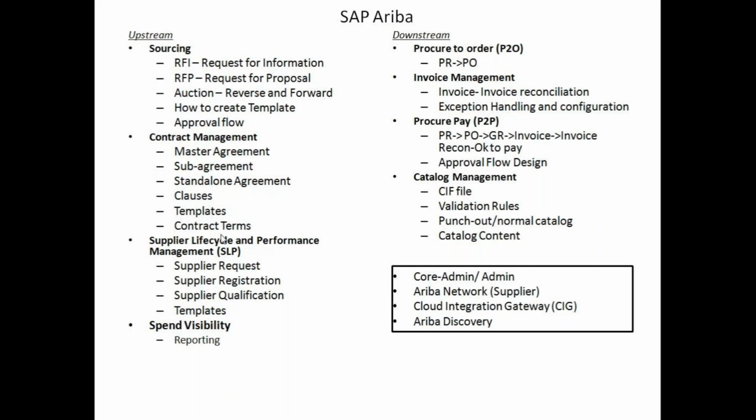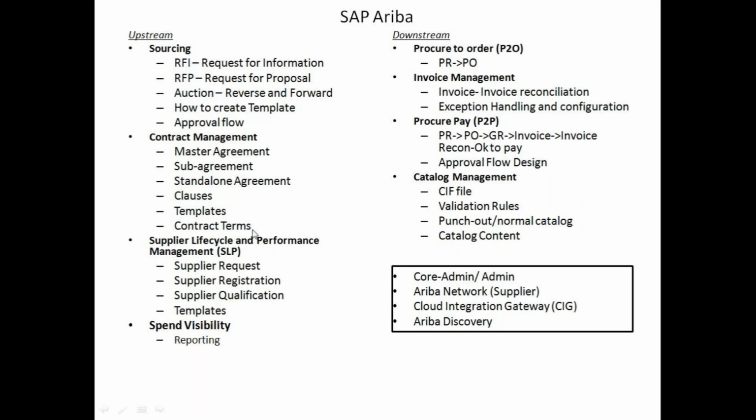Now, about what will be covered in our training: as an end user, I will be showing you everything, like how to create an RFI, request for information, RFP, auction, reverse auction, how to conduct a forward auction, what the difference between reverse and forward is, and how you will be performing. When you enroll for the course, I will be adding you as a supplier. The very first topic will be supplier lifecycle and performance.